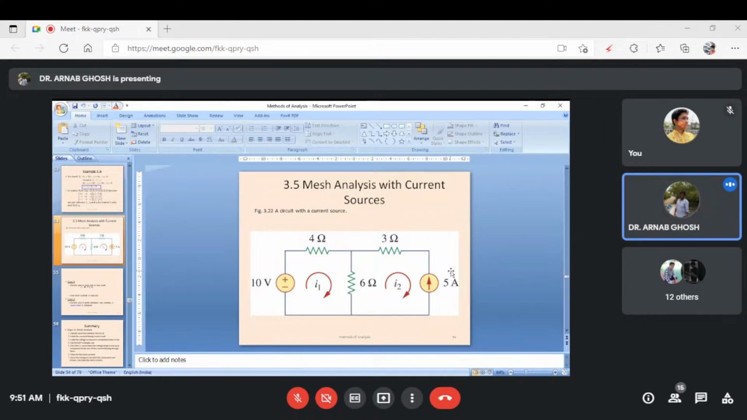Am I clear? So this is one case of mesh analysis with current source, where the current source can be placed in one of the independent loops. So when you have the current source in one of the independent loops, this current I2 will be equal to minus 5 ampere.